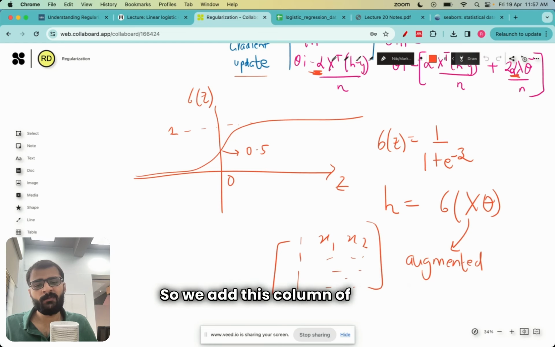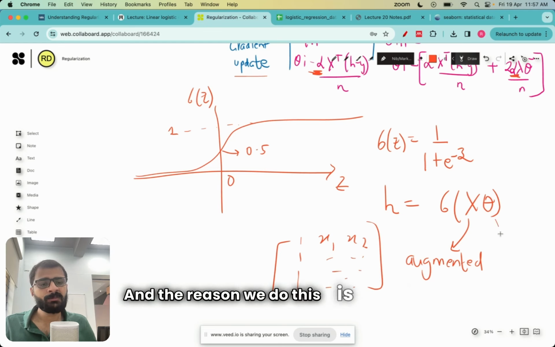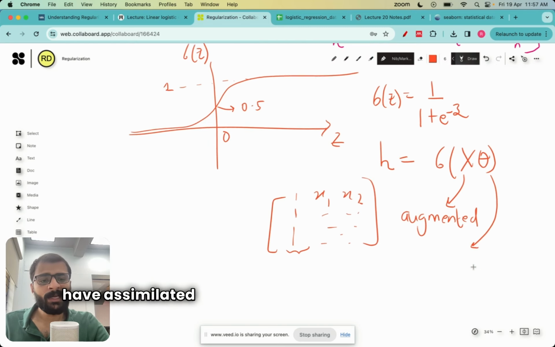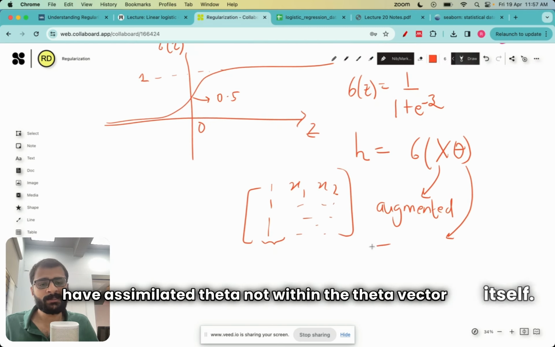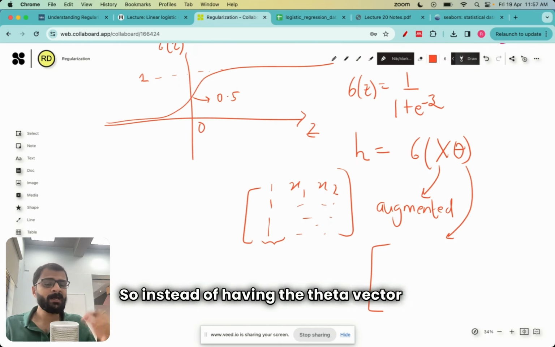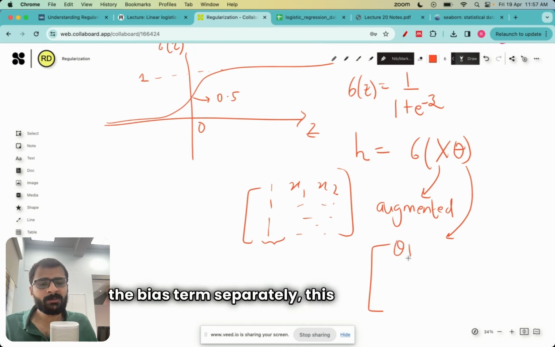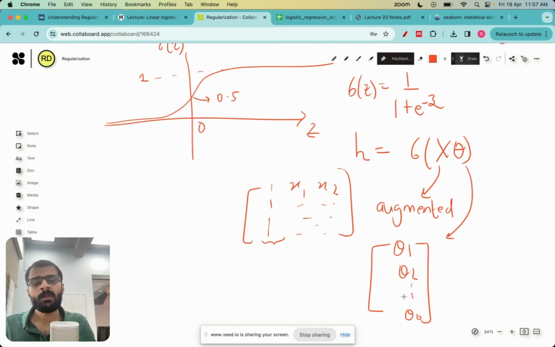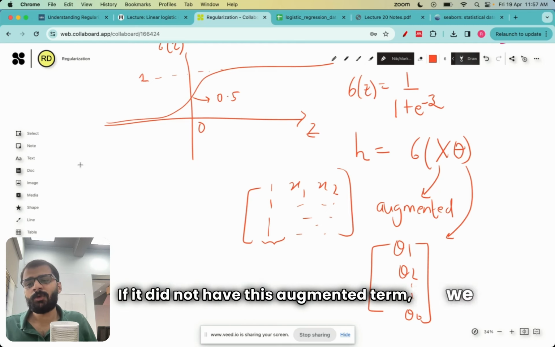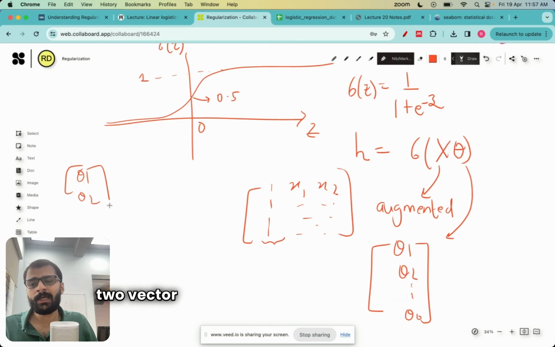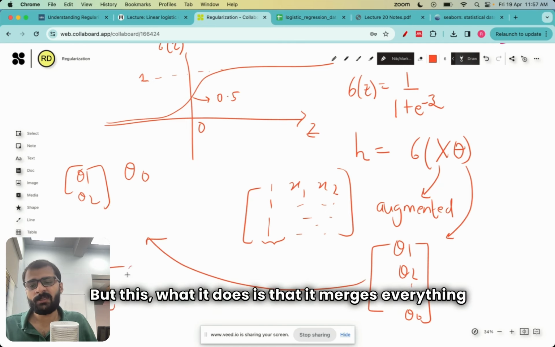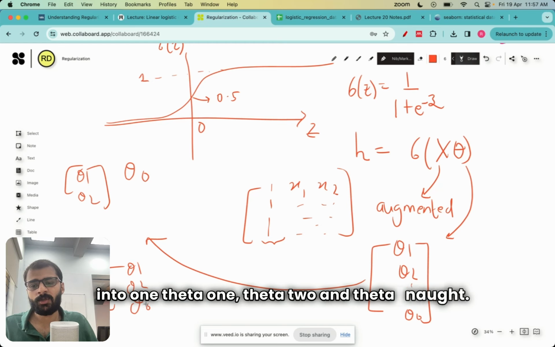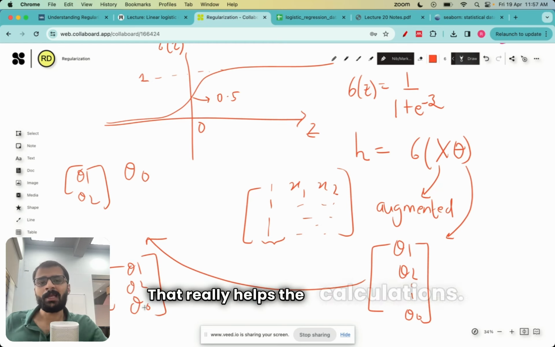So we add this column of ones, and the reason we do this is because we have assimilated theta naught within the theta vector itself. So instead of having the theta vector and the bias term separately, this one theta now contains theta 1, theta 2, and it also has theta naught in that vector itself. If we did not have this augmented term, we would need to have a separate theta 1, theta 2 vector and a separate theta naught. But this merges everything into one theta, and that really helps the calculations.